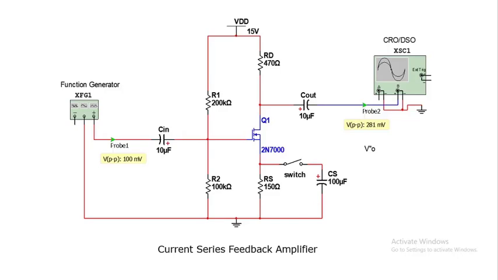It is a common source amplifier. That's why output is taken from the drain terminal. VDD applied is 15 volt, and we have applied the input through a function generator, a sine wave having amplitude 100 millivolt peak to peak and 1 kilohertz frequency. We have already designed this circuit in the DC biasing of the MOSFET. The 2N7000 MOSFET is used. The value of Cin and Cout is 10 microfarad. And the output will be observed on the CRO.